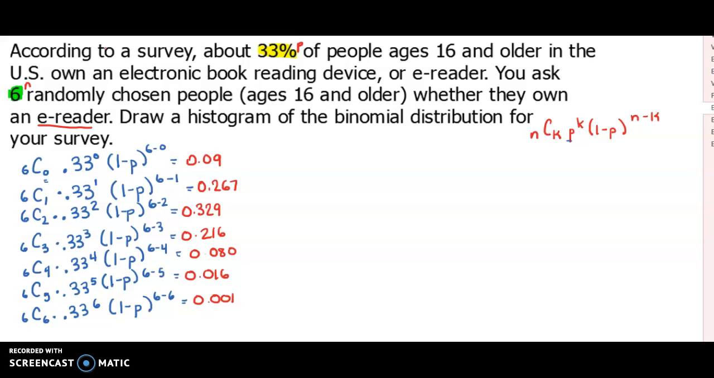Now I'm going to use these numbers to draw a histogram. So I have 0 through 6.